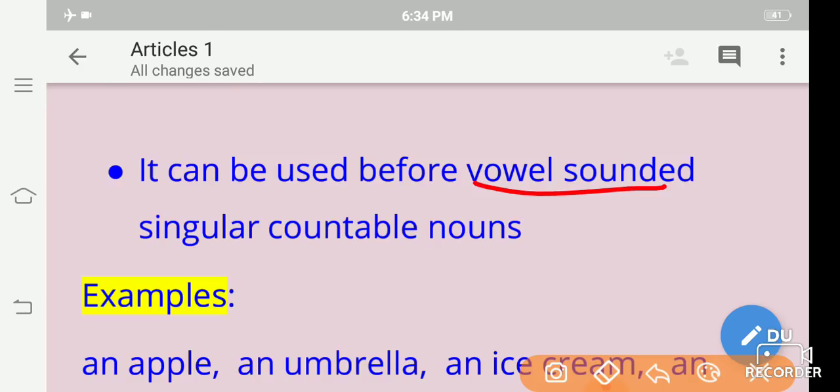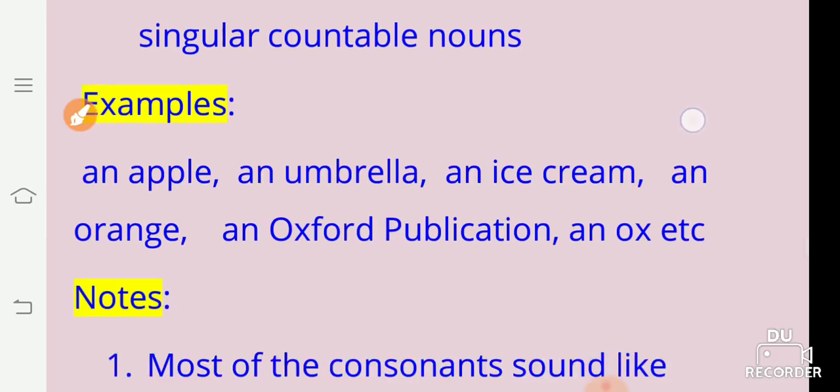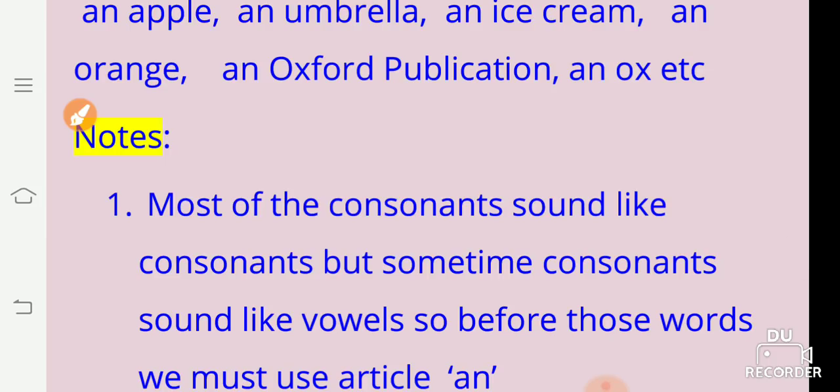So here are some examples, friends: an apple, an umbrella, an ice cream, an orange, an Oxford publication, an ox, etc. These are the examples. These things can be understood very easily, but the exceptions are mentioned here with the addition of notes. So what is the exception? What is the exception rule to the main rule?